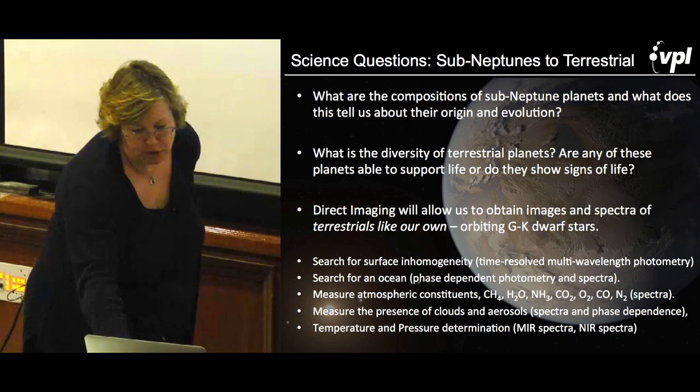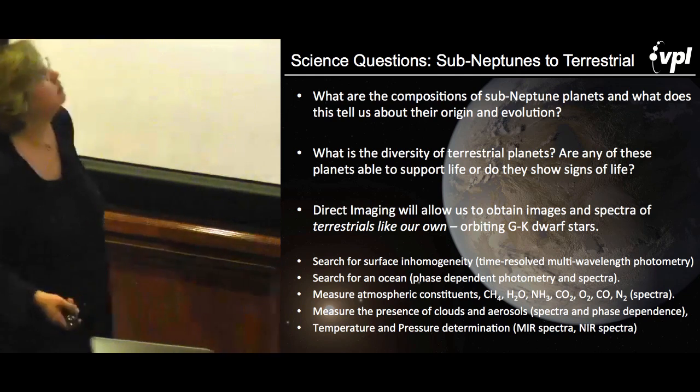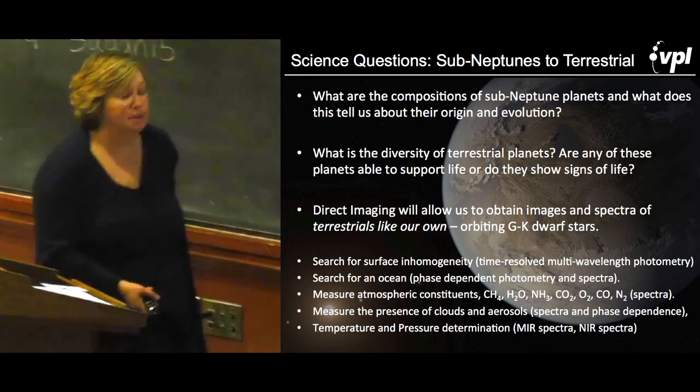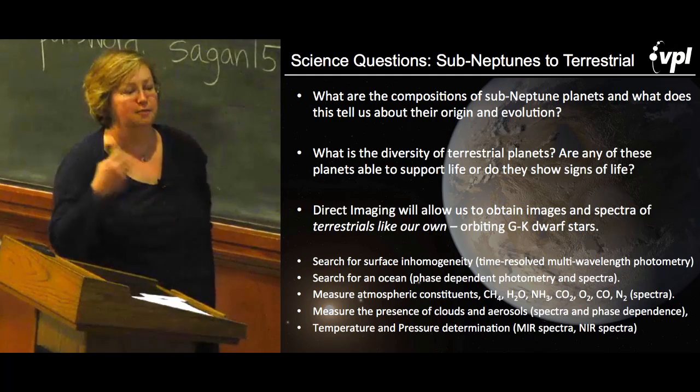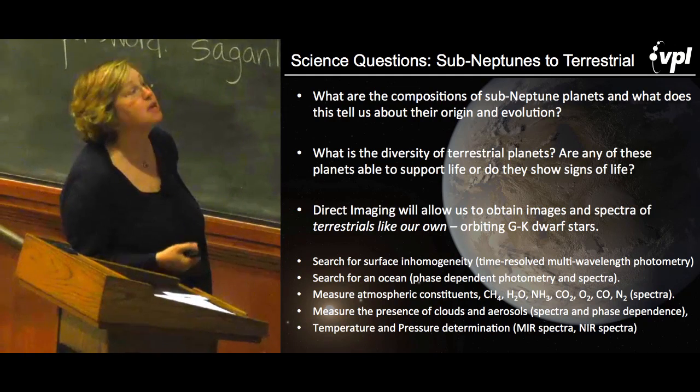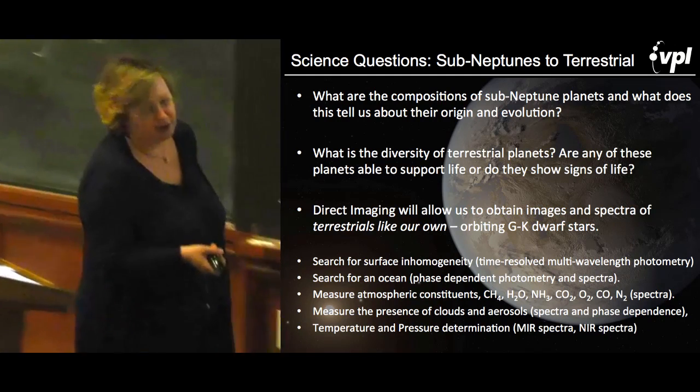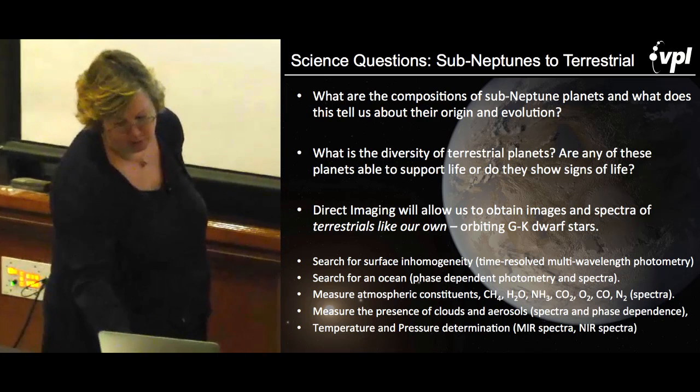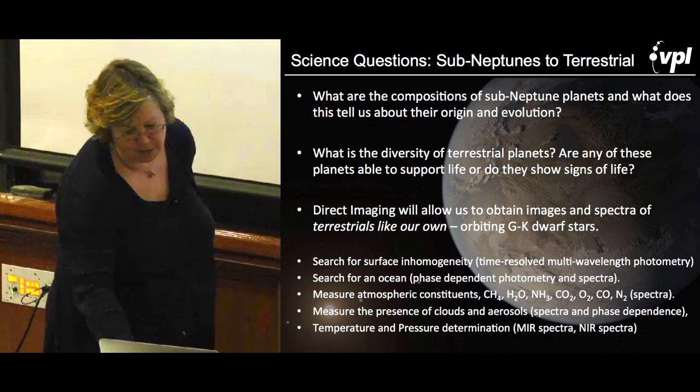Okay, so for sub-Neptunes and terrestrials, we have the questions you might expect. What are the compositions of the sub-Neptunes? Basically, what the heck are they? We have no example in our own planetary system, and we'd love to know exactly what they are, except some of them at least seem to be covered with high hazes, so we're not learning that much at the moment.